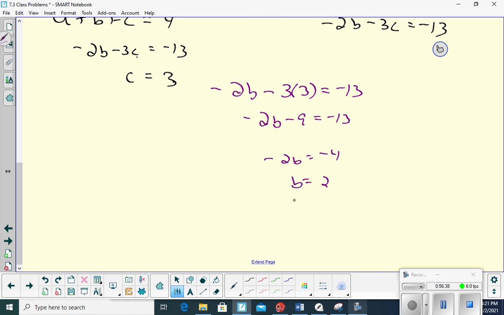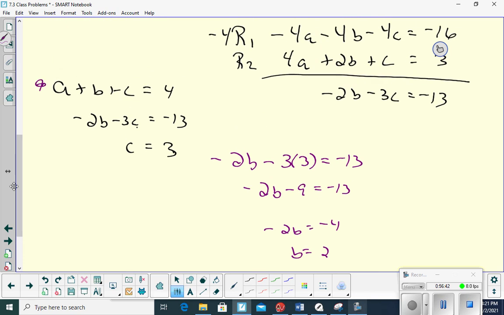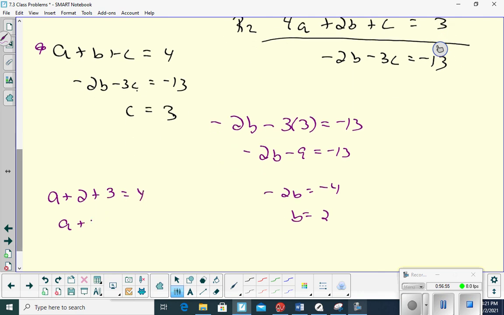And then I am going to find my a by substituting in here. So I'm going to do a plus b, which I just said was 2, plus c, which I just said was 3, is equal to 4. And when I do that, I get a plus 5 is equal to 4. a is equal to negative 1.